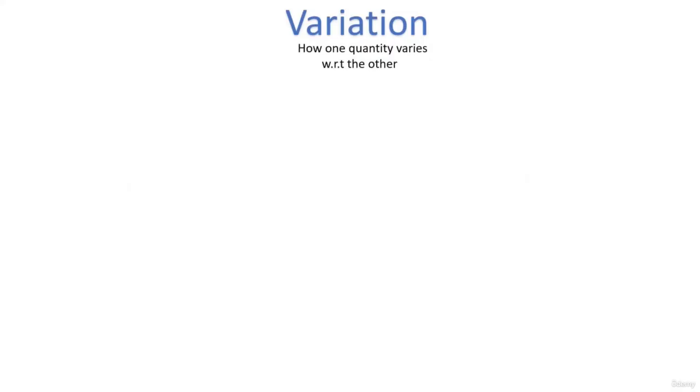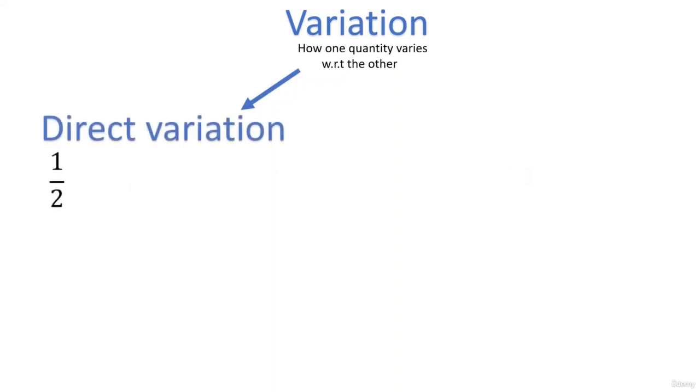Okay, variation basically deals with how one quantity changes with respect to the other quantity. That's exactly what we mean by variation. Now, there are two main types of variations we'll discuss. The very first being direct variation, where one quantity varies directly with respect to the other.